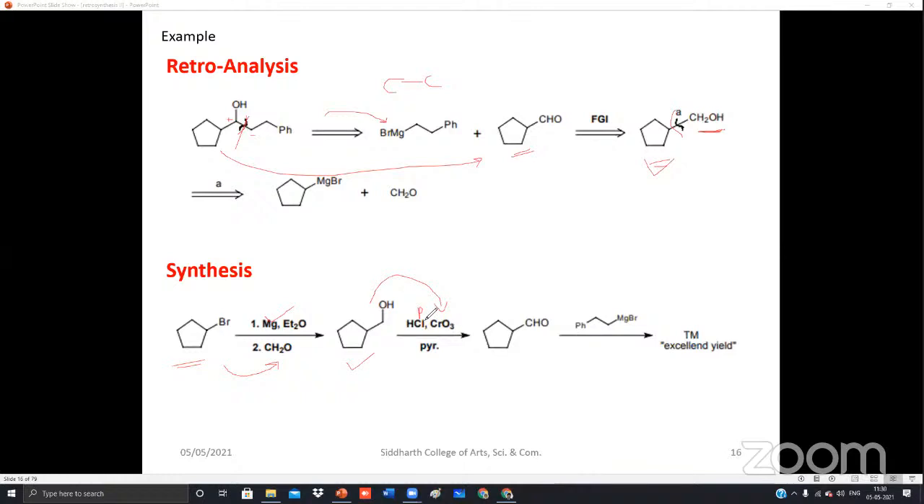This we call PCC, pyridinium chlorochromate, that is Corey's reagent. Okay, Corey's reagent, what will it do? It will do the controlled oxidation to the aldehyde stage. And when this GR is treated with this aldehyde, you will end up with the target molecule in excellent yield. Okay, so this is how the synthesis will be achieved.